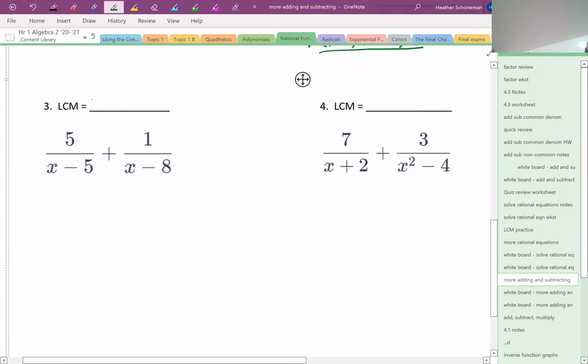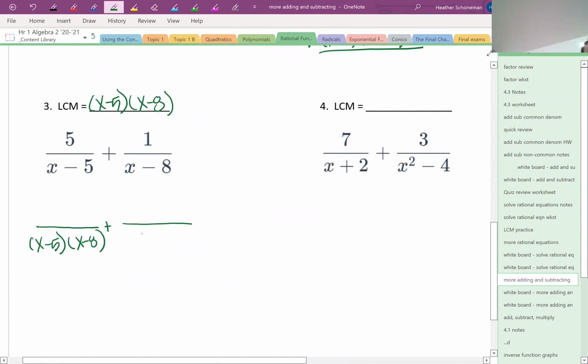All right, let's try this again on number 3. Number 3, my least common multiple is going to be x minus 5 times x minus 8. So now the first goal is to write two fractions that have the same denominator. Okay, my first fraction has the x minus 5, but what it's missing from the least common multiple is x minus 8. So now I'm going to multiply that and distribute. So that gives me 5x minus 40.